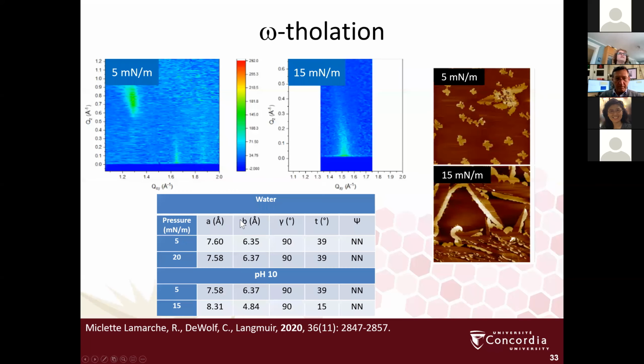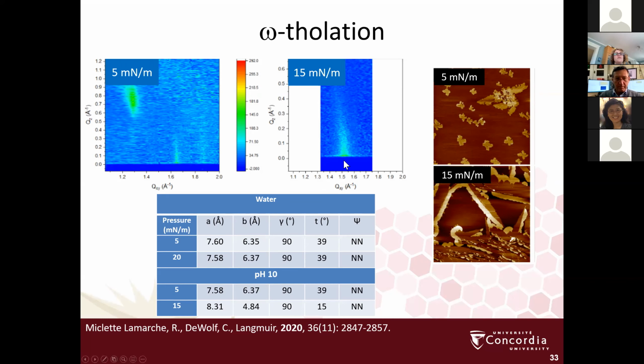If we now look at the diffraction data at low pressure, so well below this plateau, there were no discernible peaks, which suggests that those few domains we had are just too low a density of our extended conformation to be able to detect it. At 5 millinewtons per meter, we had the same extended phase as we saw before with our 39-degree tilt.